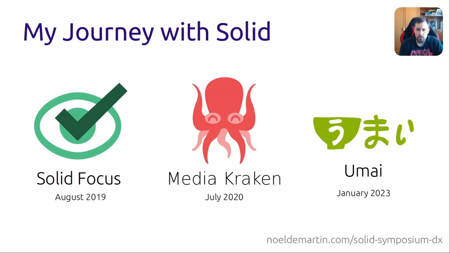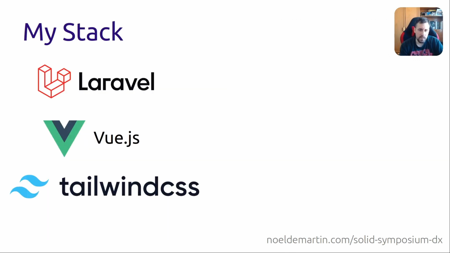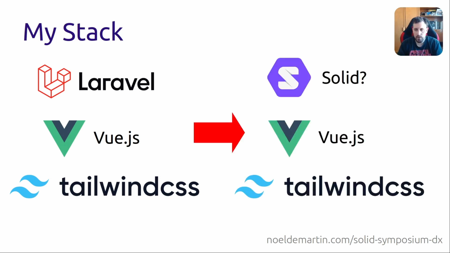So I started doing Solid apps about 5 years ago, and so far I have made these, maybe you have seen some of them. When I started, at the time this was my stack. I was using Laravel for the backend and Vue.js and Tailwind CSS for the frontend. However, when I decided to start experimenting with Solid, I wasn't sure how I should do it.